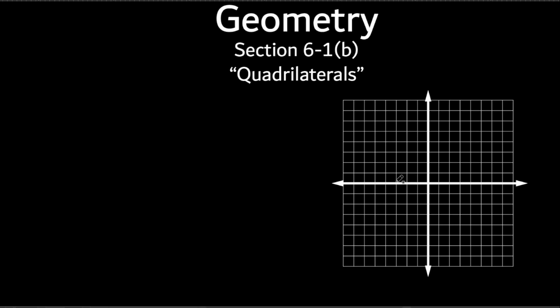1, 2, 3, 0. Right there. 0, negative 2. 1, 2. This is 2, 1. Right there. And this is negative 1, 3. Negative 1, 1, 2, 3. All right. And what we're going to do is we're going to connect them all.